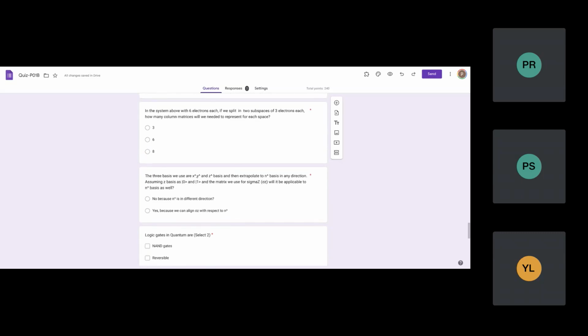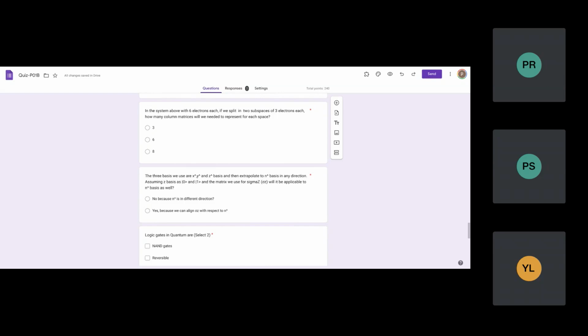So now in the system, about 6 electrons each. If we split the subspace into 3 electrons each, how many column matrices will be needed to represent in each space? So if you have 3 electrons, then what happens? 3 electrons means 3 qubits, right? Every electron is a qubit, which has 2 states. So you have how many here? 3 electrons, 3 qubits.